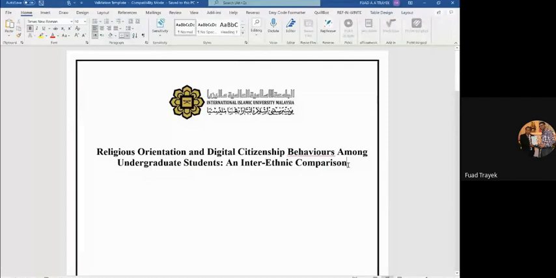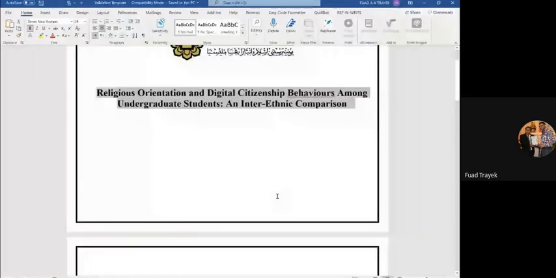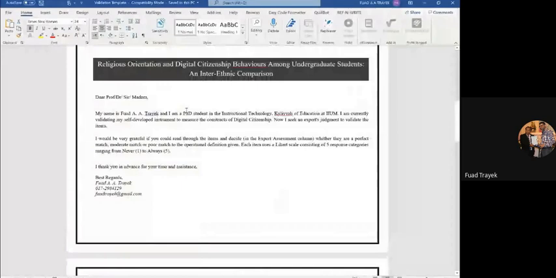First of all, you need to introduce your topic of study fully. And then an introduction about yourself: who you are, what you are studying, what the topic is, and the purpose for which you are contacting me. And then some instructions for the experts themselves about how you expect them to respond to your questionnaire. Now, this is the template.